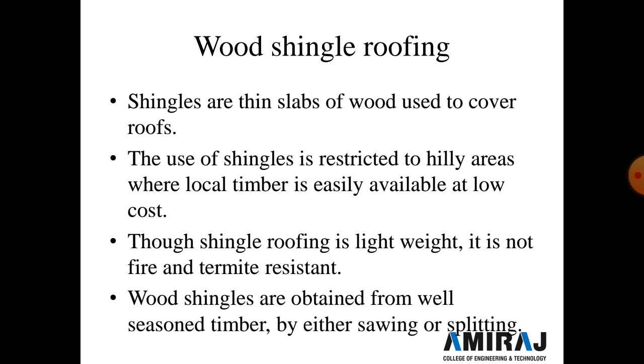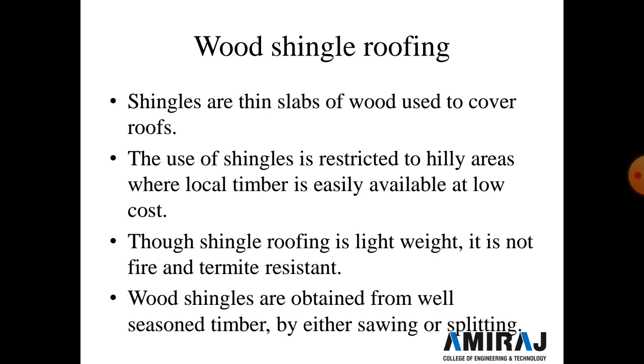The next type of roof is wood shingle roofing. Shingles are thin slabs of wood used to cover the roof. The use of shingles is restricted to hill areas where local timber is easily available at low cost. Shingle roofing is light in weight, but it is not fire or termite resistant because it is made from wood.